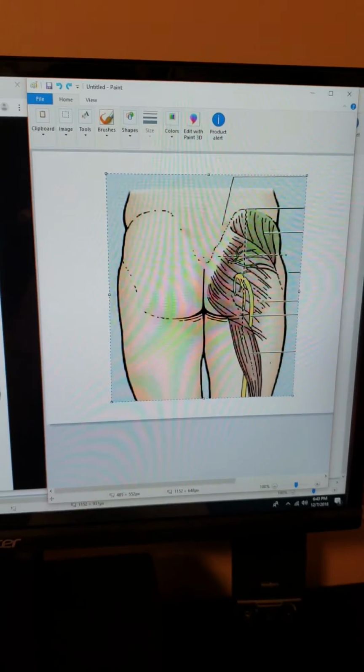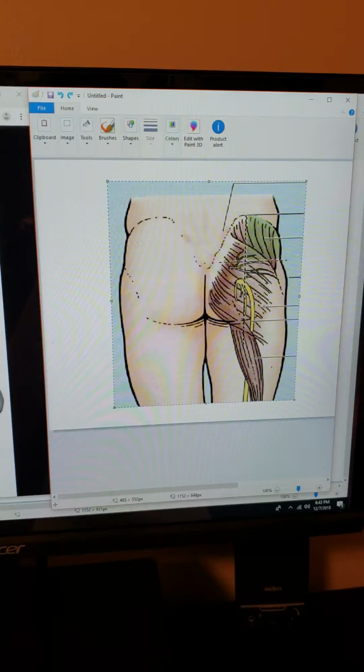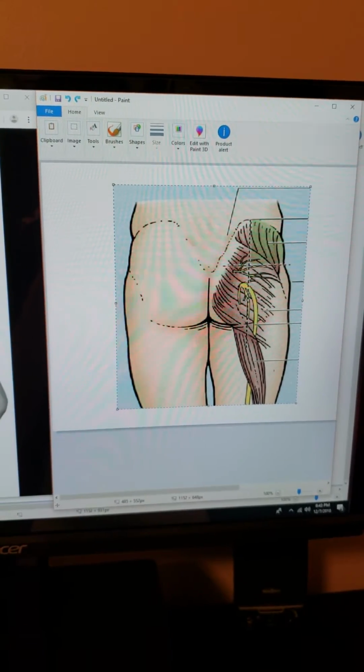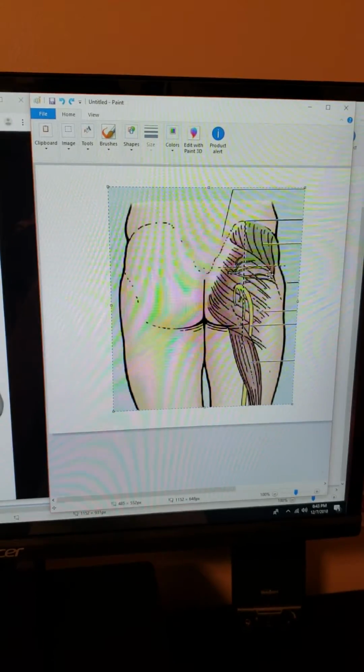Your gluteus maximus is the largest gluteal muscle, and it's located on the posterior aspect of the coxofemoral joint, or the hip joint. So it's this muscle right here.